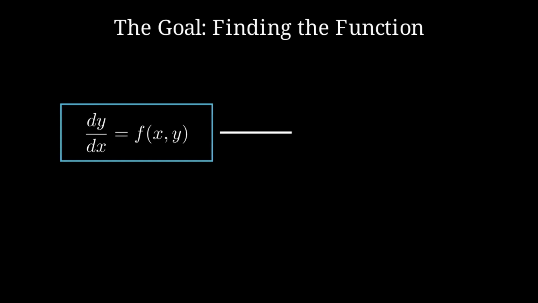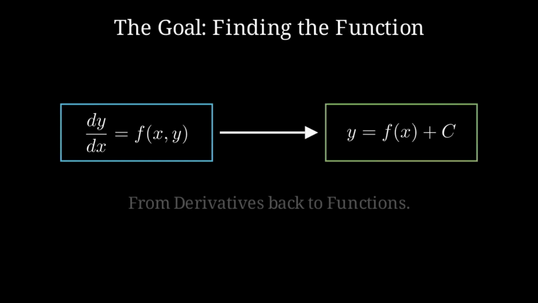Our objective is to move from an equation containing derivatives back to a general solution, a function that satisfies the relationship. By the end of this lesson, you will be able to identify, rearrange, and integrate these equations to uncover the hidden functions that govern dynamic systems.